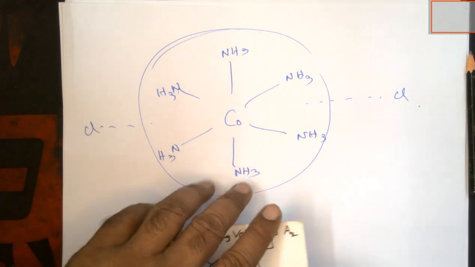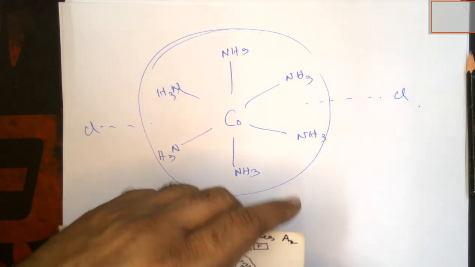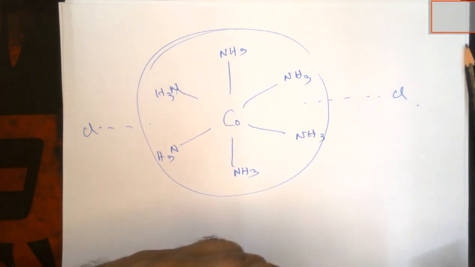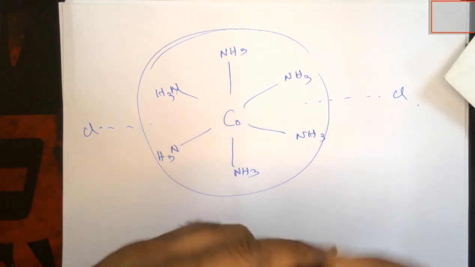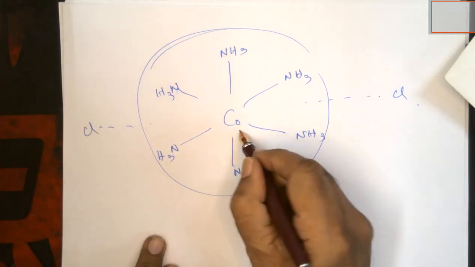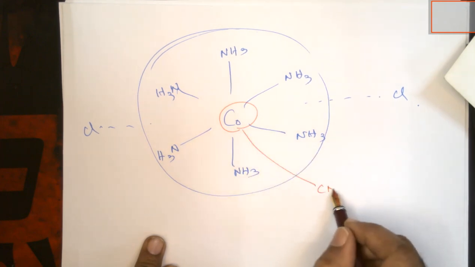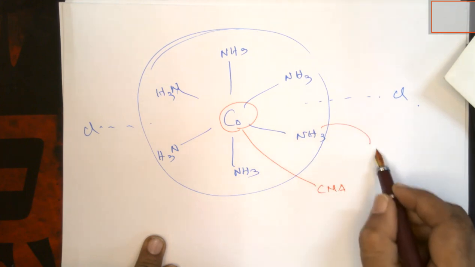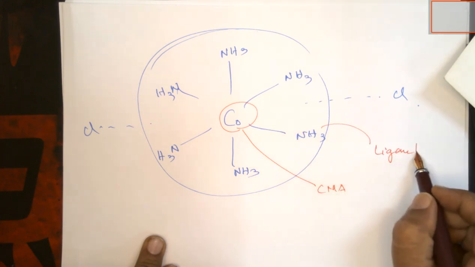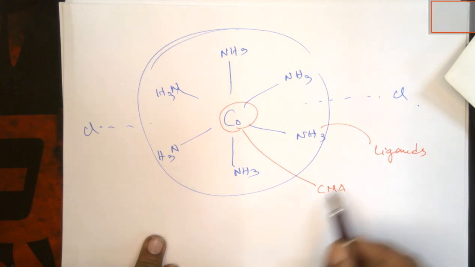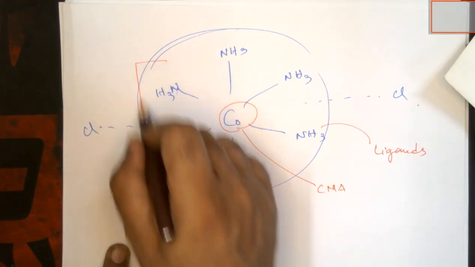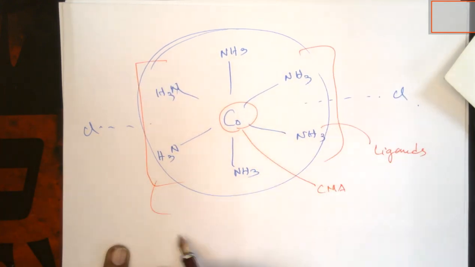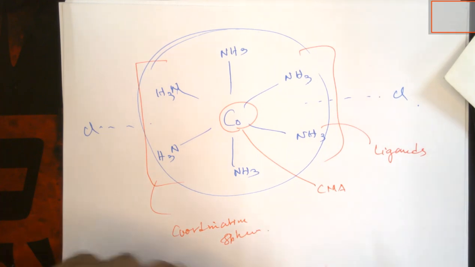So I was talking about this primary valency and secondary valency, and as I already mentioned, the central metal atom is there. Take down. So this is the central metal atom, CMA, and these are all called ligands. Okay, these are called ligands. And when I put a square bracket like this, it is called a coordination sphere.